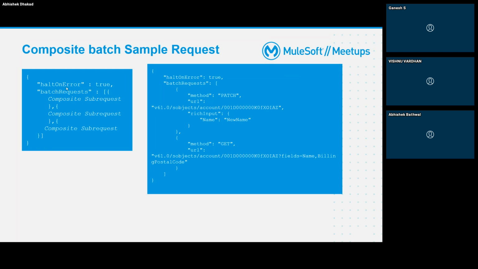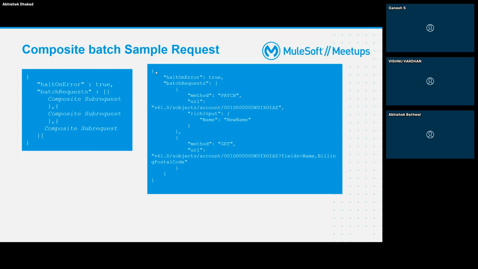The benefit of this boolean flag is, if we are executing 10 or 50 multiple sub requests, and we want to enable transaction management, meaning if any of the sub requests fail, all the sub requests should stop processing. It should not be like half the process done and half failed. So if we want to enable that transaction, we can use halt on error that we have seen in the last meetup also. Then this is the sample request.